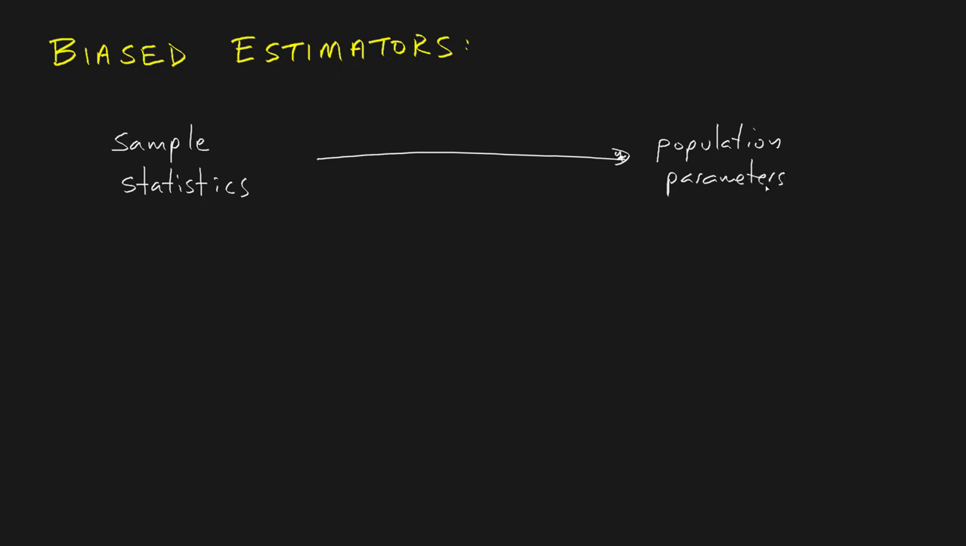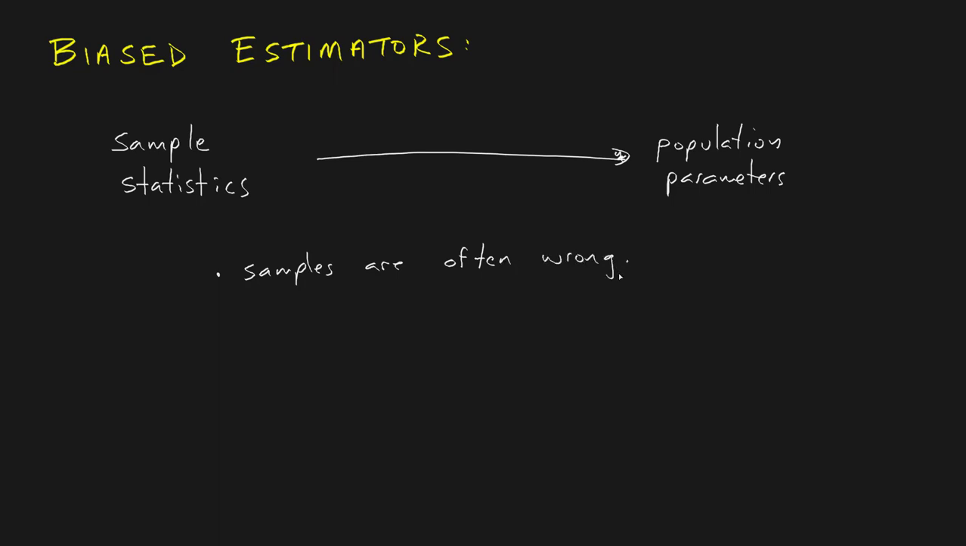The whole idea is that we can't directly measure, for whatever reason, the population. Maybe it's too large, it's too hard to get in touch with, it costs too much money. Whatever the reason is, we can't directly observe the population, so we have to rely on sample statistics to point the way.